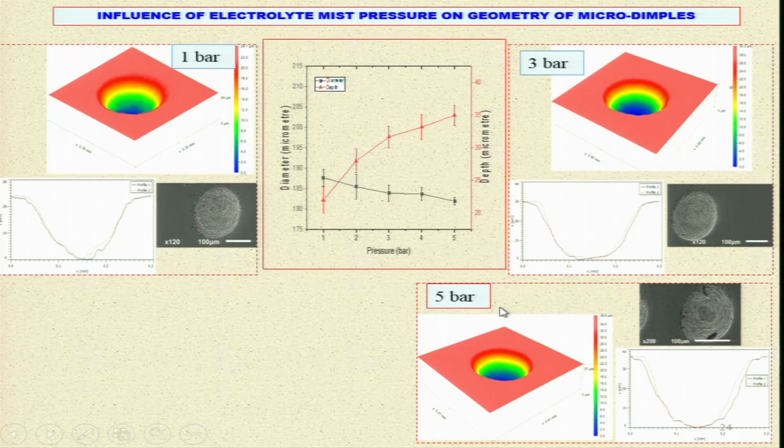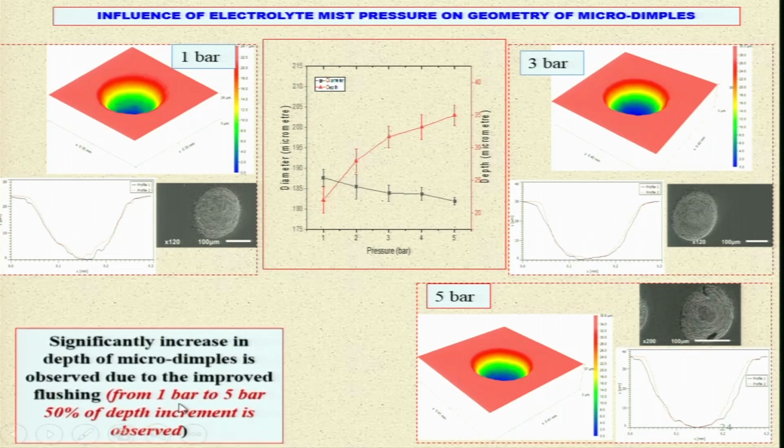This is at 5 bar, where again problems are being created, because you can see this is not good, this is also not good, here also it is not good. So, that means there will be some optimum pressure at which you will get the best profile of the dimples, meaning width as well as depth. So, you have to optimize the parameters before really using it on the shop floor for creating dimples on the products.